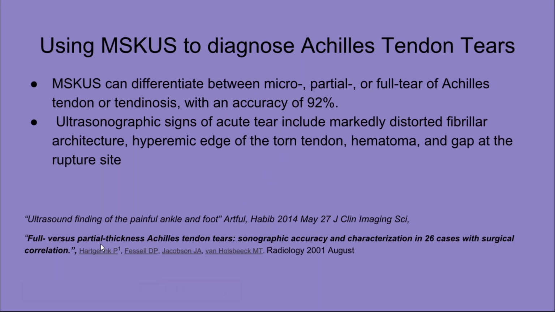Looking through studies, there were a lot of studies that used MSKUS to diagnose Achilles tendon tears. And basically what they came up with was that MSKUS can differentiate between micro, partial, or full tear of the Achilles tendon or tendinosis with an accuracy of 92%. Ultrasonic signs of acute tear include markedly distorted fibrillar architecture, hyperemic edge of the torn tendon, hematoma, and gap at the rupture site.